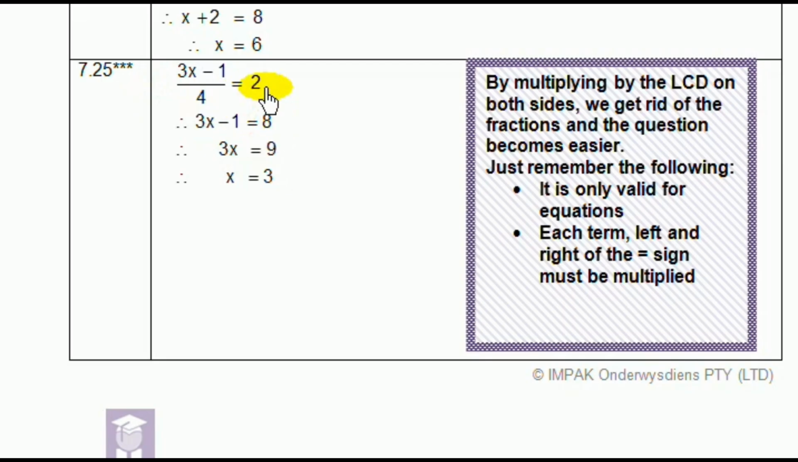Of course, you could have cross multiplied in this case as well. We have one fraction there. Just write the 2 over 1 on that side, and then you cross multiply, and you will also get that answer. Now get rid of that minus 1 by adding it on both sides, and divide by 3, the opposite, to get to x equals 3.